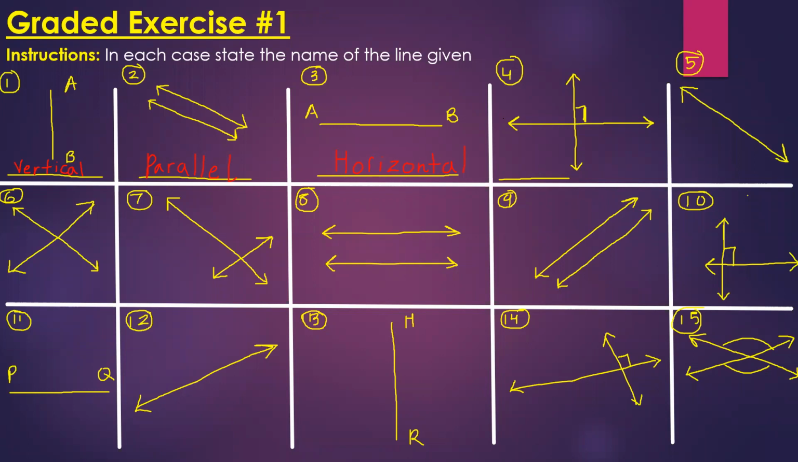Then Chai. Chai, what do you have for number 4? Perpendicular. There's no such thing as perpendicular. You mean perpendicular. Yeah, perpendicular. Say that for me. Perpendicular. Very good. There are perpendicular lines.